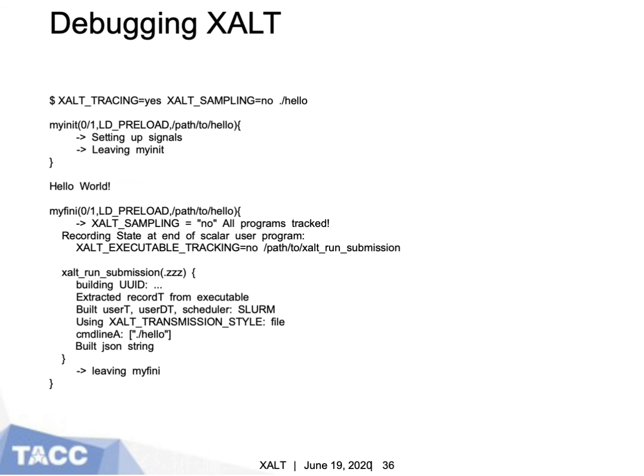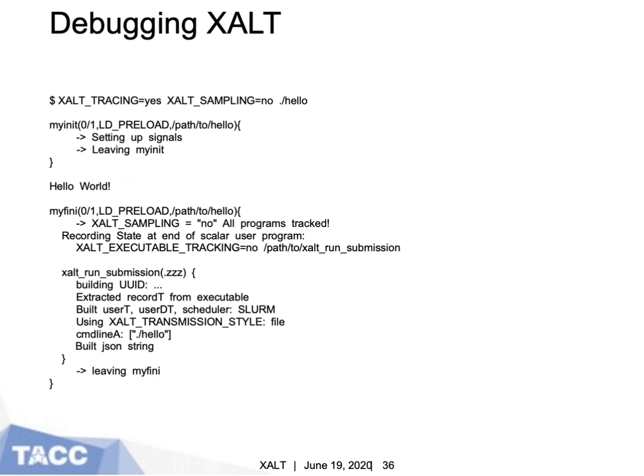It tells you it's run 0 out of 1. That means it's on task 0, and there's only one task, and it tells you the path to it. It tells you we're not sampling, so all programs are tracked, and then it tells you that XALT runs this XALT run submission program, which takes the data from the user code, uses some hash tables, and generates a JSON file. And this one got sent to a file, and then once it's completed, it tells you it leaves myFini, and it's done. So you can find out a lot of information about XALT.